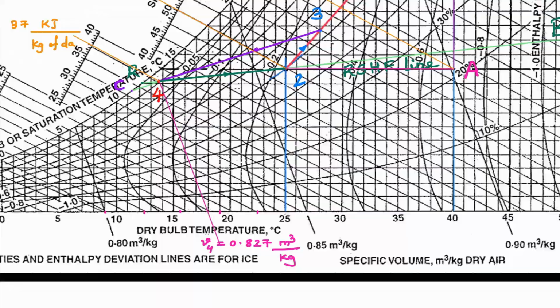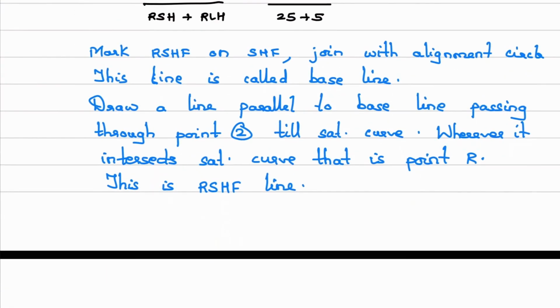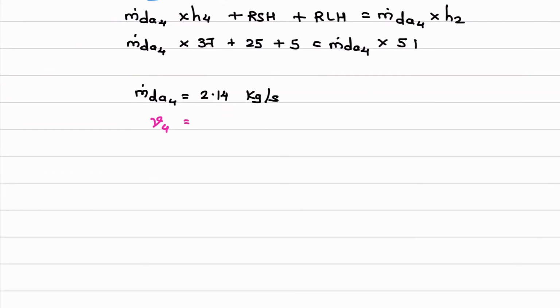So I'll write down that value of specific volume. So specific volume of point 4 is equal to 0.827 meter cube per kg of dry air. This we get from the psychrometric chart.